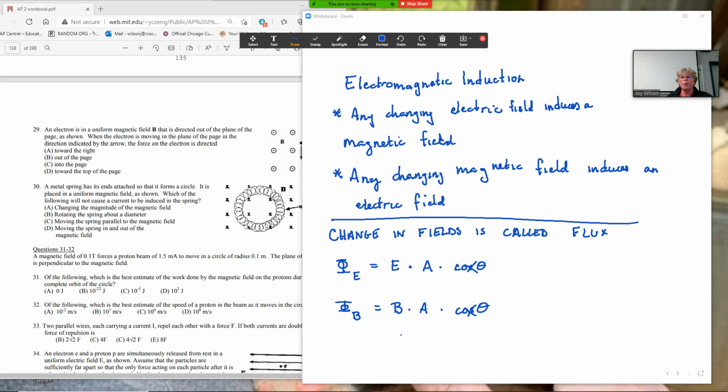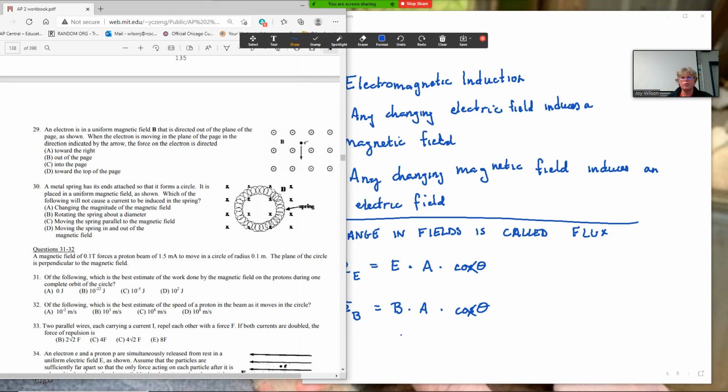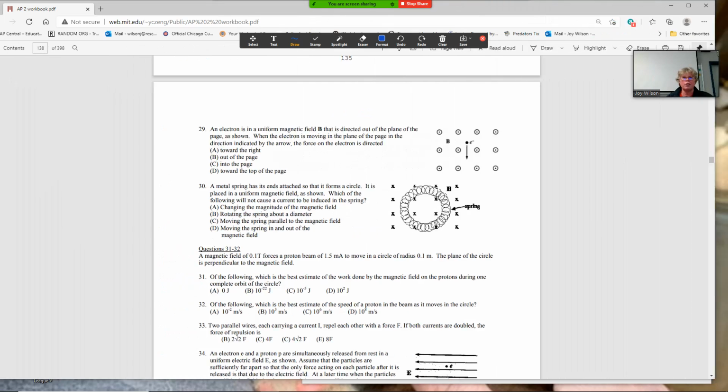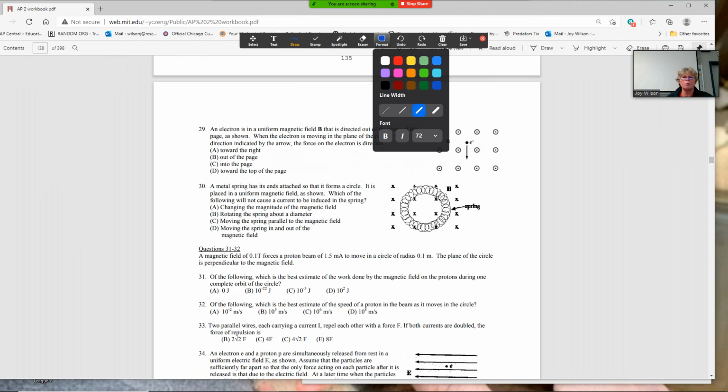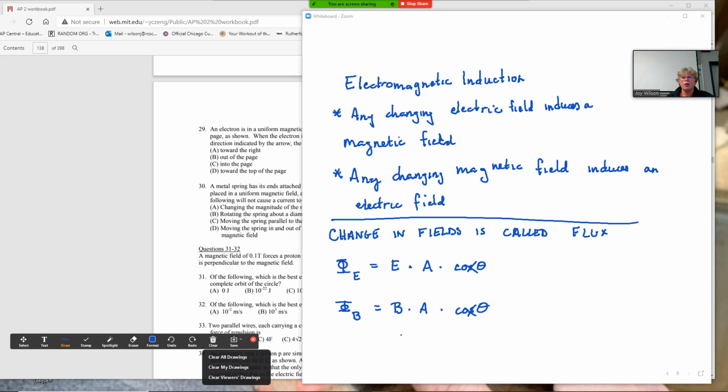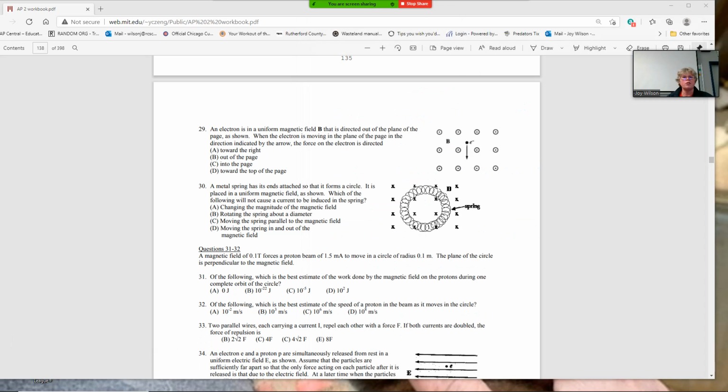And so I'm going to look at number 30 to start with. So let's get over here. Let's zoom that up for just a minute. Let me move my toolbar out of the way. Okay, so let's stop the share for just a second.